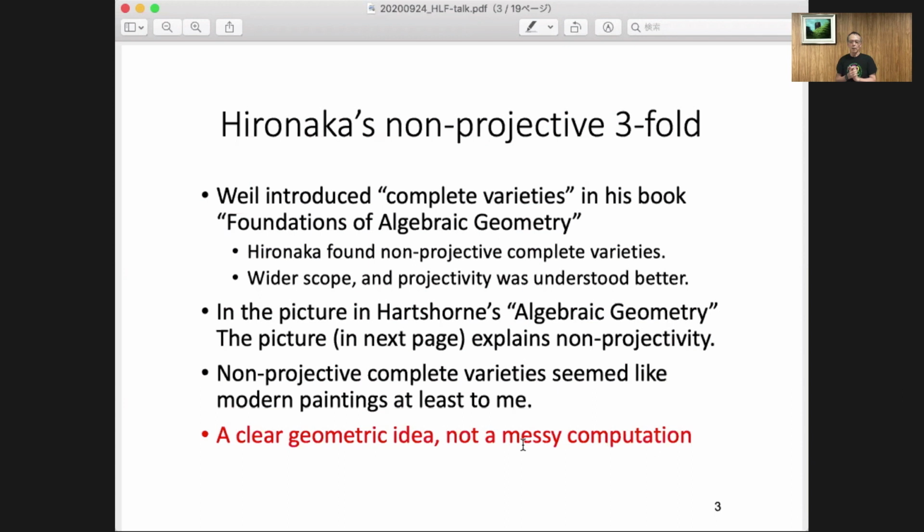Besides that, non-projective varieties are everywhere, and this complete varieties gives us a larger category. I'm not saying that projective varieties are not interesting. It's like classical paintings. After modern paintings are introduced, we can enjoy classical paintings more. So there's nothing of a competition. Okay? And using these non-projective varieties, we could understand projectivity much better.